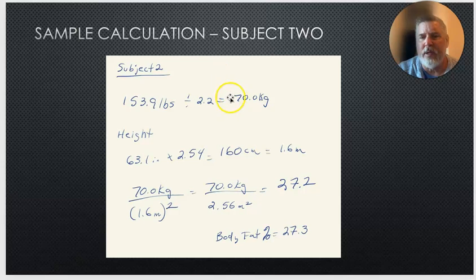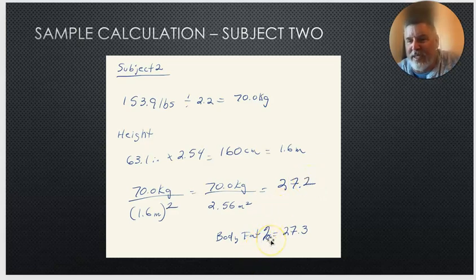Here's another example where the subject was 153.9 pounds, so we have 70.0 kilograms. Their height was 63.1 inches, which is 1.6 meters. So their BMI was 27.2. What's really ironic is their percent body fat was 27.3. So in some cases, the numbers are really close, but they're not the same thing. BMI is a relationship between height and weight, and percent body fat is a relationship between the amount of fat one has compared to their total body mass. So it's important to know those two distinctions.